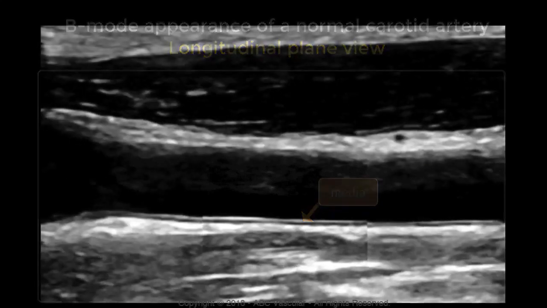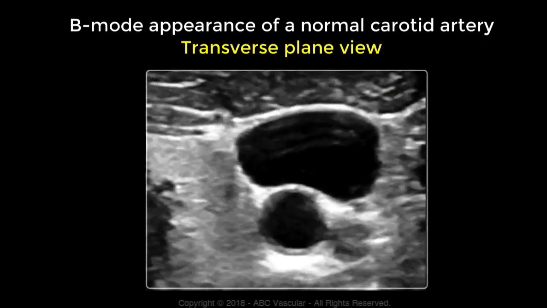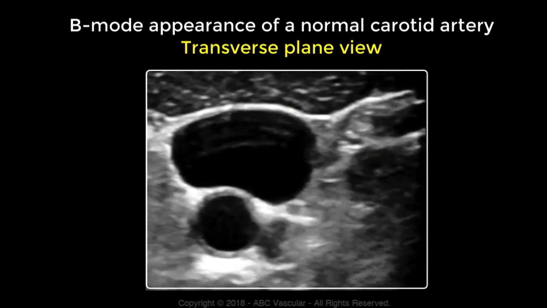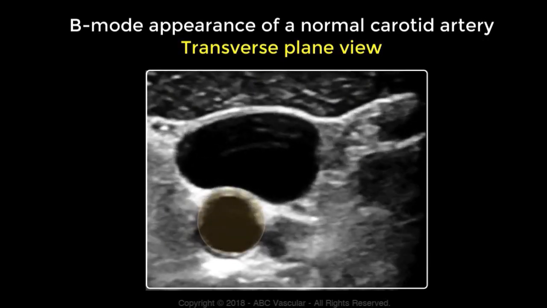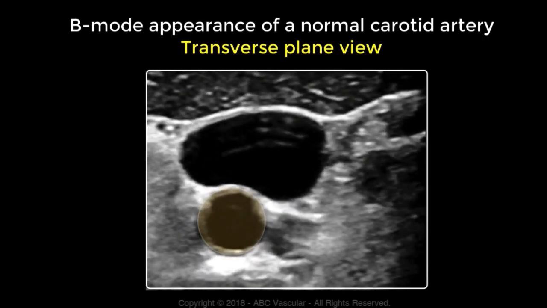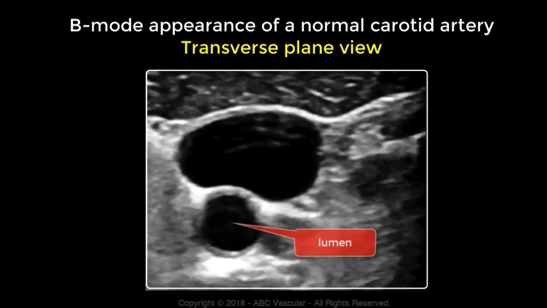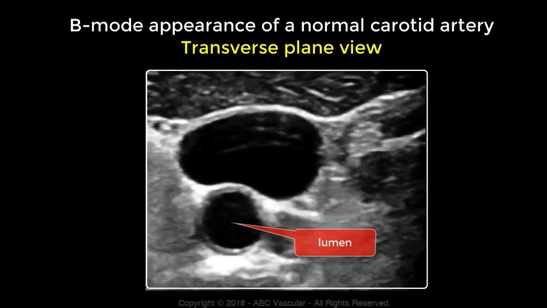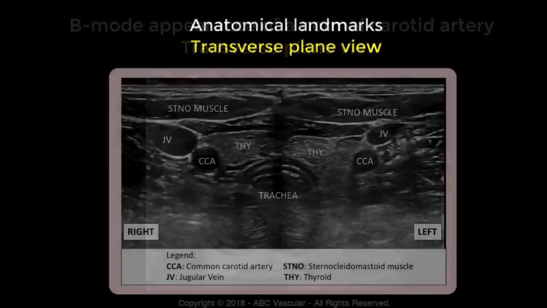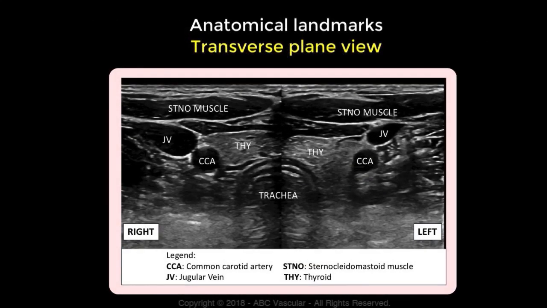The ultrasound appearance of the artery using a transverse plane is different from the longitudinal one. In transverse view, the artery appears as a cross-sectional area as indicated by the yellow circle. As in the longitudinal view, the lumen is anechoic while the walls are hyperechoic. In the next section of this video lecture, we will demonstrate how to position the transducer on the neck of the patient and the ultrasound appearance of the anatomical landmarks used to identify the carotid arteries.